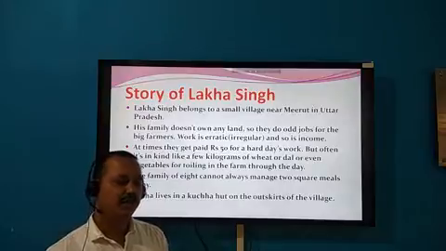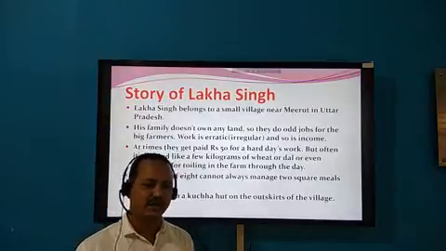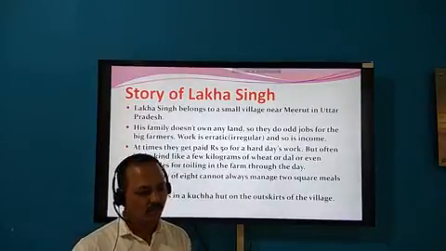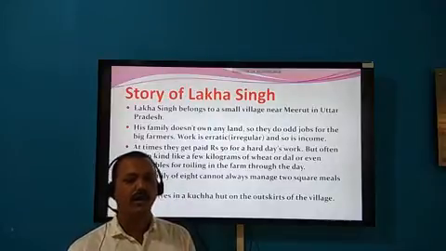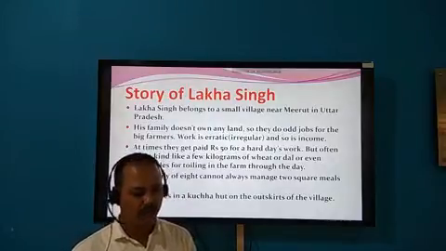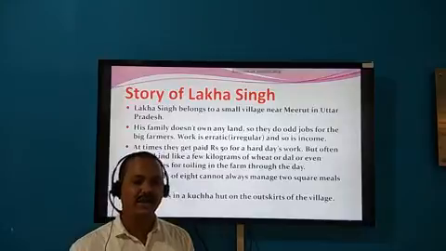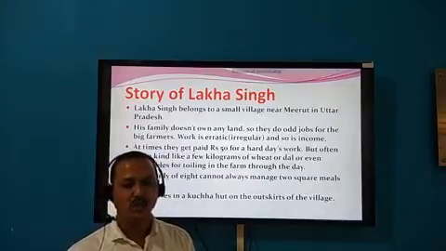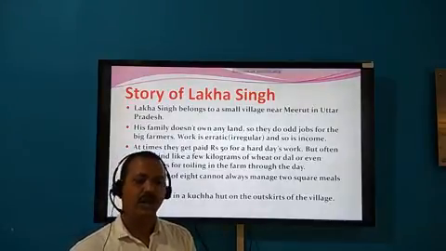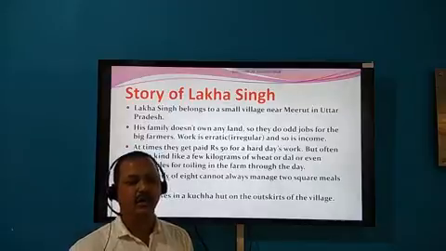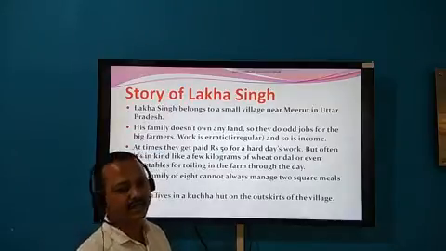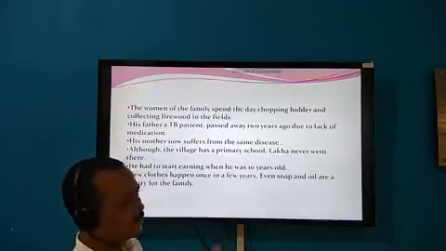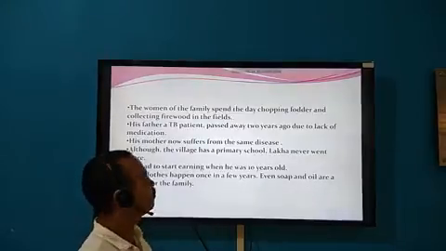And sometimes he gets wages in kind, sometimes wheat, sometimes rice or even vegetables. The family of 8 cannot always manage a square meal a day. Lakha Singh lives in a hut on the outskirts of the village. Lakha Singh is a rural person.